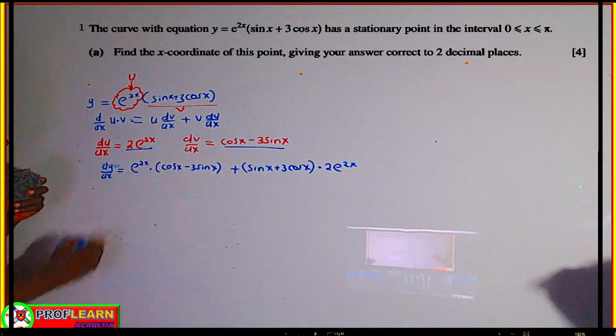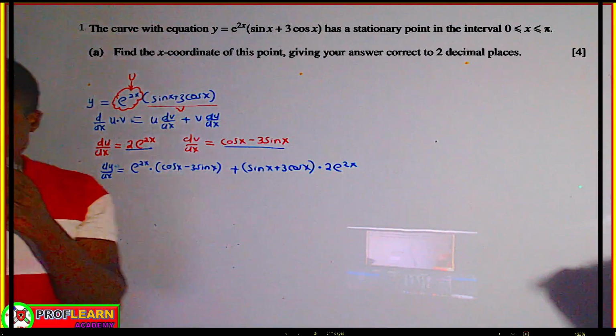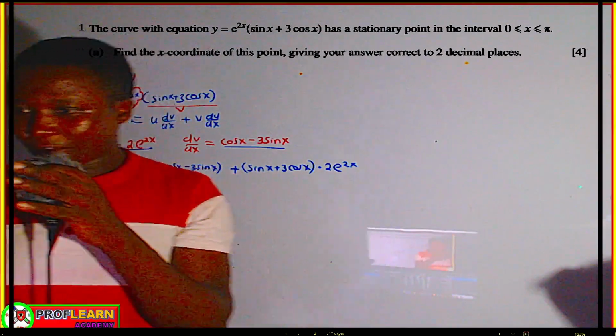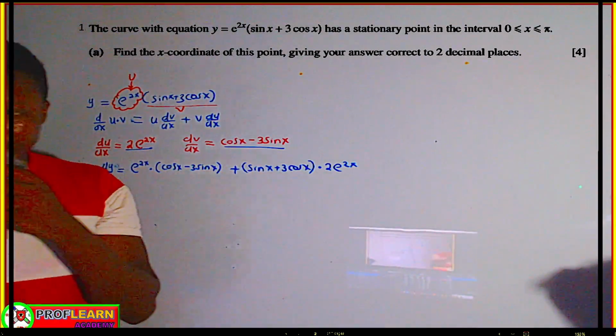So with this equation, remember we are talking of a stationary point in the interval. We are supposed to find the x coordinate of this stationary point.